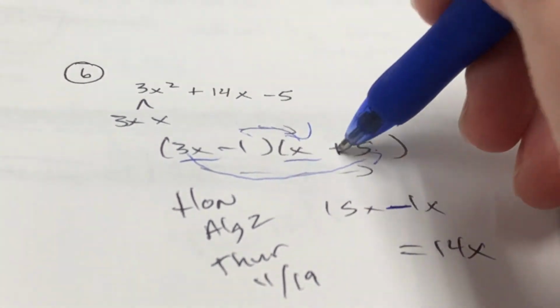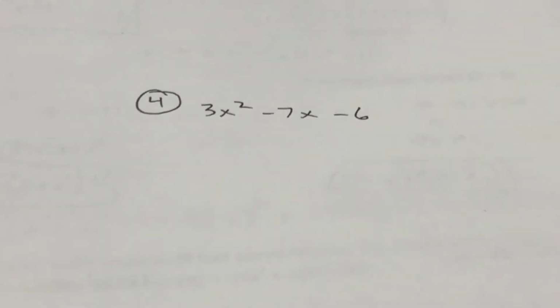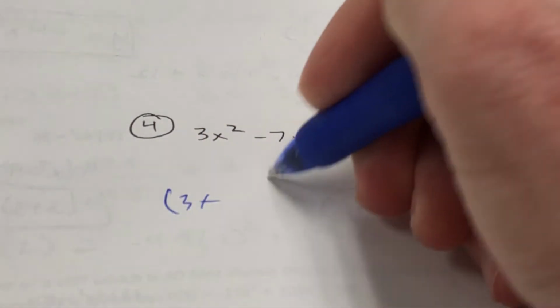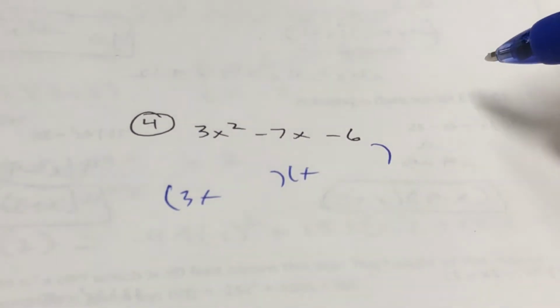So this is a negative 1. That's a plus 5. Again, let's practice one here. So look at number 4. There's only one way to get 3x squared. It would have to be a 3x and an x.